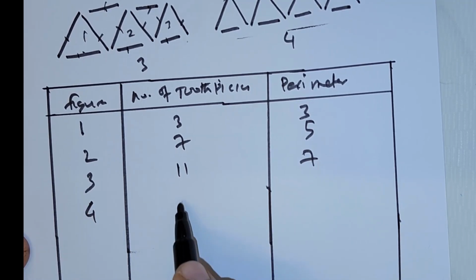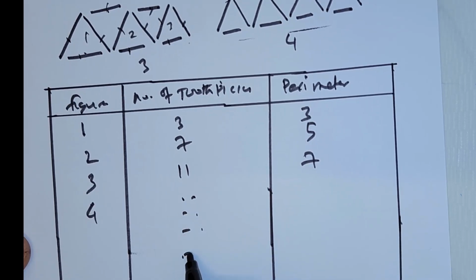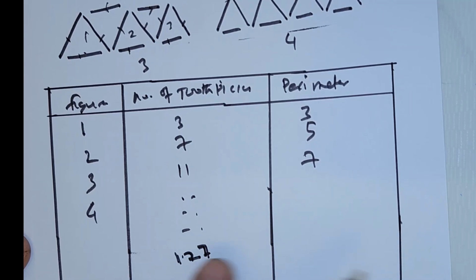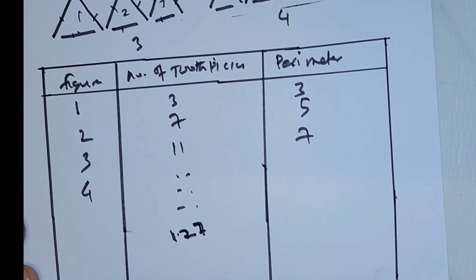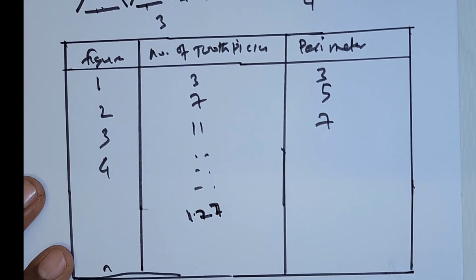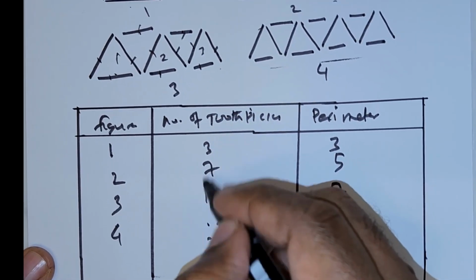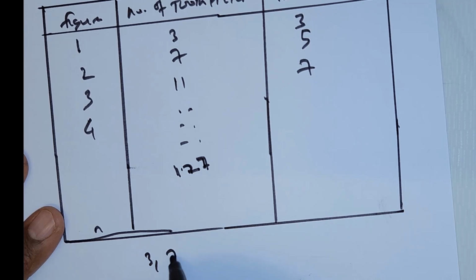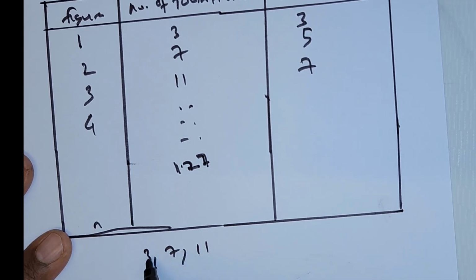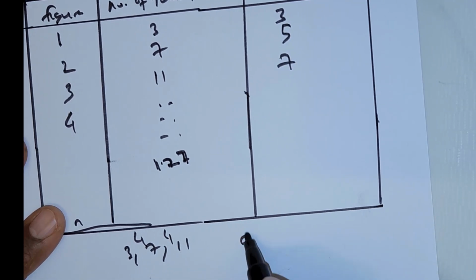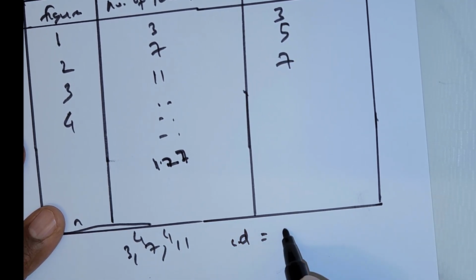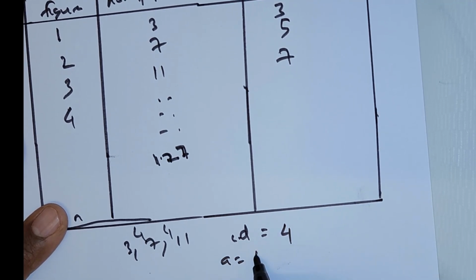And then they are giving us some dots, and then they want us to find the number here, 127. These values we need to find, and finally for n. Okay, so now let us handle this sequence 3, 7, 11. What is the difference between 3 and 7? 4. Difference between 7 and 11? 4. So the common difference is 4. The first term is 3.